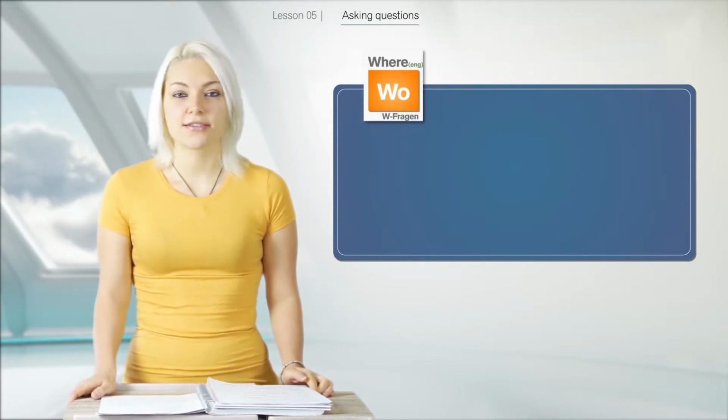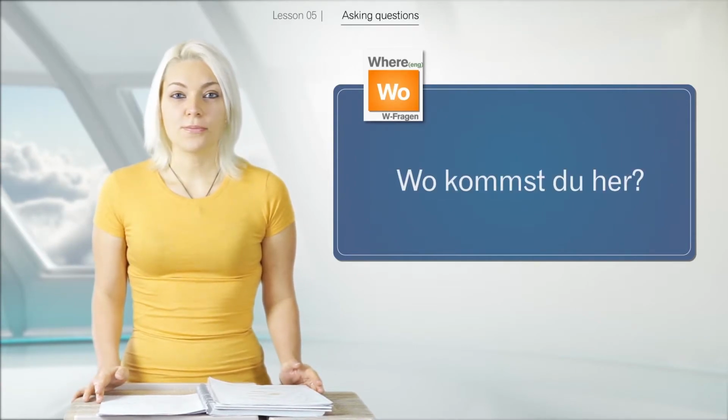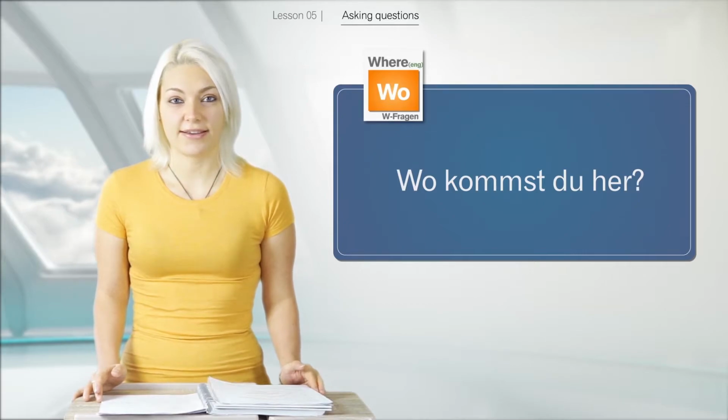Okay, let's go to the next question word, wo. Wo means where. So you can ask, wo wohnst du? Where do you live? Or, where are you from? Wo kommst du her?